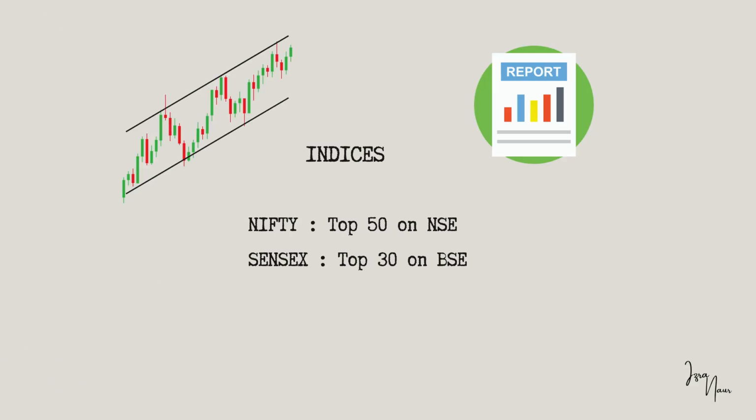Next, let's talk about indices like the Nifty or Sensex. Think of them as report cards for the stock market. They track the performance of a group of top companies. For example, the Nifty 50 shows how the top 50 companies on the NSE are doing, while the Sensex tracks the top 30 on the BSE.